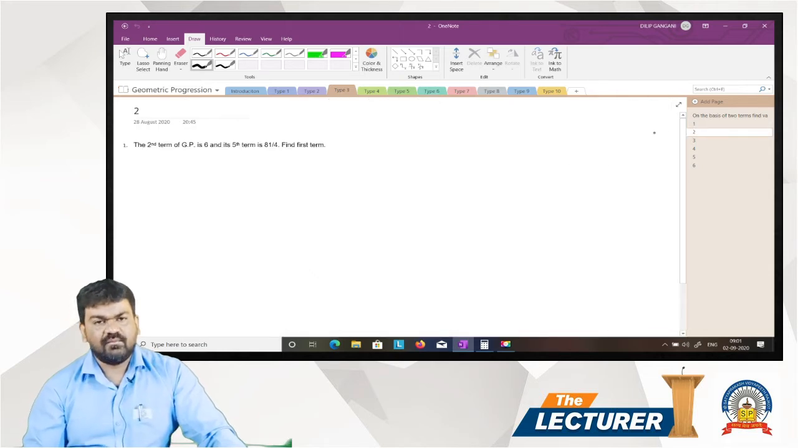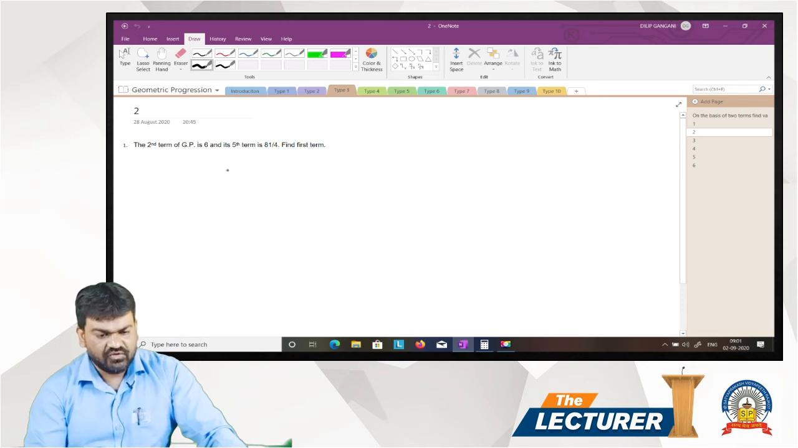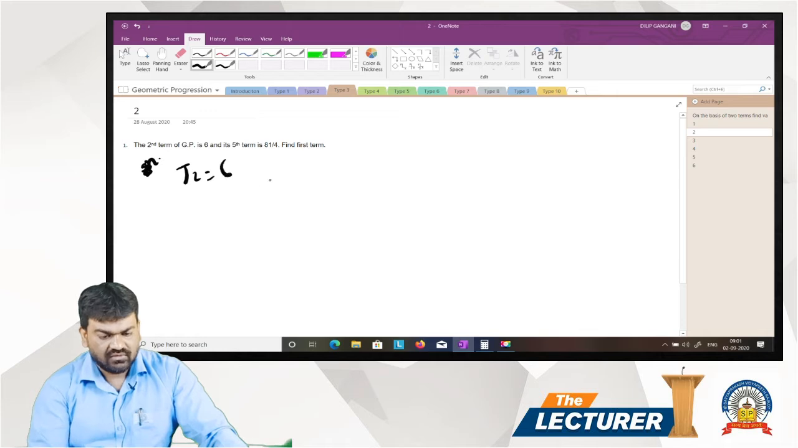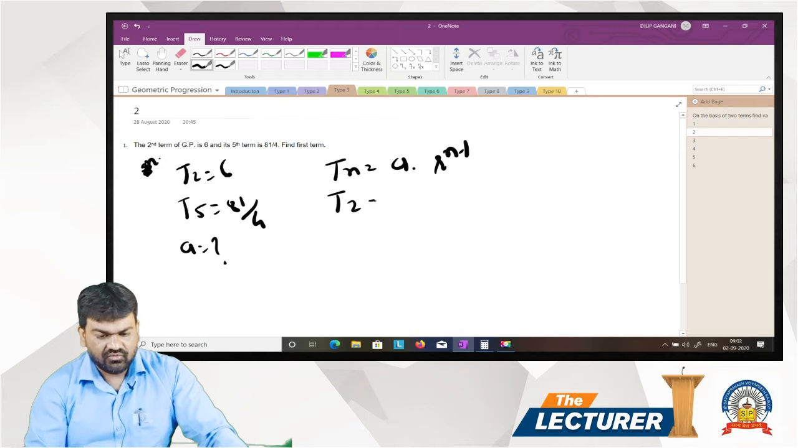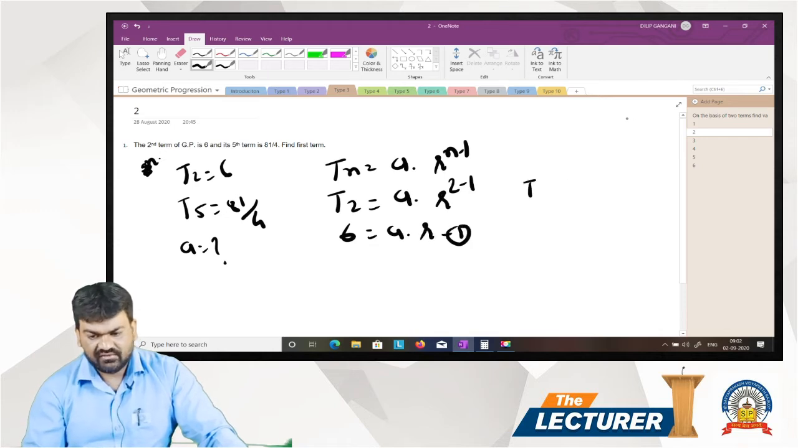Now next, example number 2. The second term of GP is 6. Second term, that is T2, is equal to 6 and fifth term T5 is equal to 81 divided by 4. Find first term, that is a. Tn is equal to a r raised to n minus 1. T2 is equal to a r raised to 2 minus 1. T2 is equal to 6, so a r. This is equation number 1.